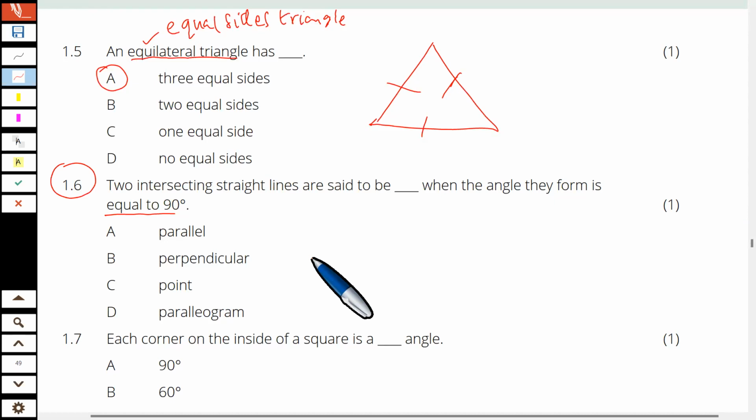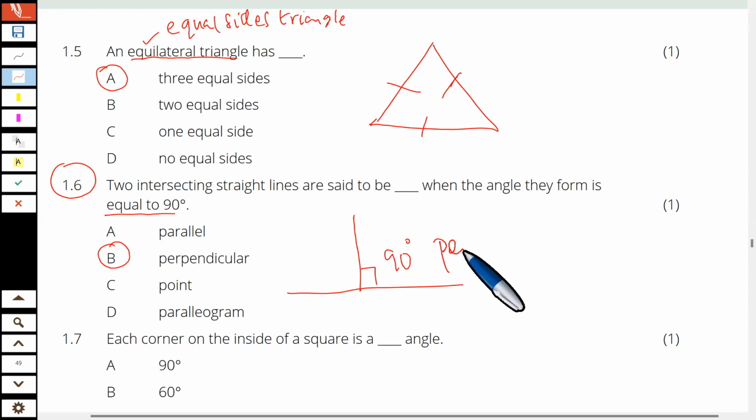Perpendicular lines. What do you think the answer is? Yeah, I think it's perpendicular. Yes, definitely. So in 1.6, it is perpendicular. In other words, you have two intersecting straight lines like this, and when the angle they form is 90 degrees, these are said to be perpendicular.